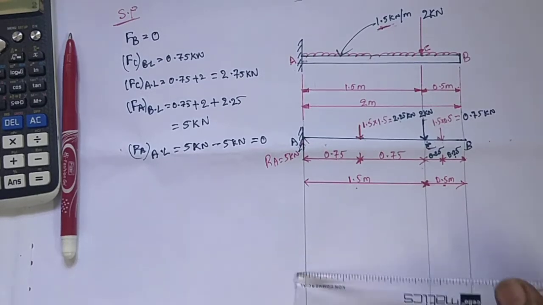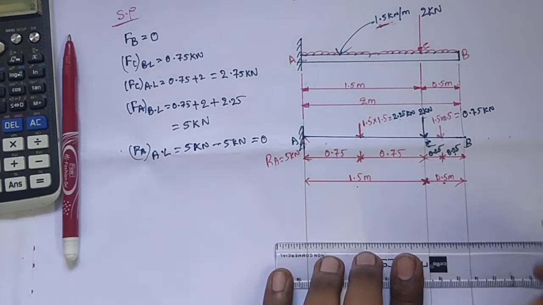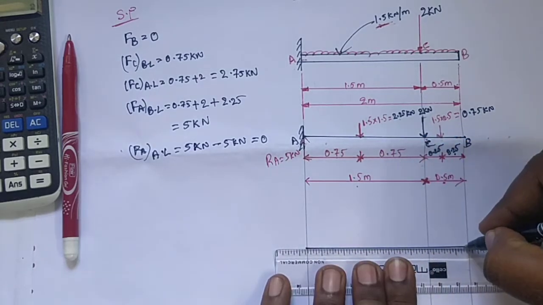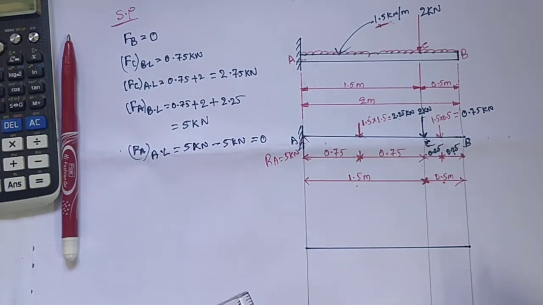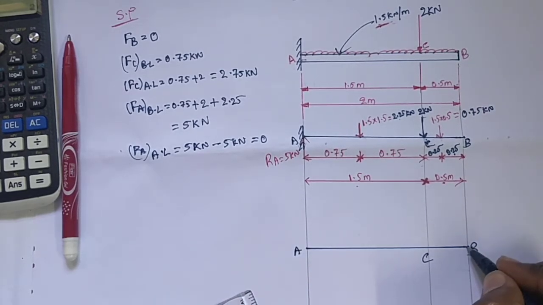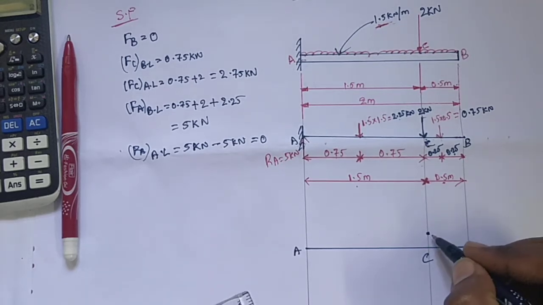For this we need to first draw the baseline. Okay, next give the points A, B and C. At point B the shear force is 0. Okay, similarly at point C before load is 0.75. Okay, it is the 0.75.